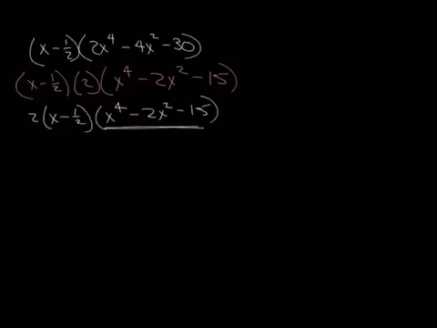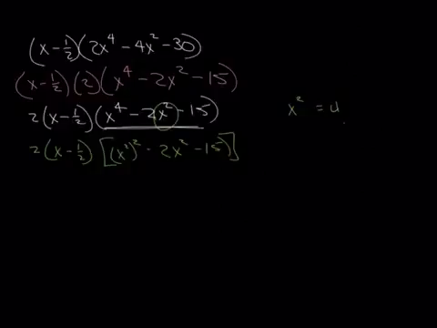And that little trick, we've already done it a couple times, is I take the middle term, or the middle variable with its exponent, and make it equal to u. So I have x to the fourth minus 2x squared minus 15, and I'm going to use this principle right here, and I'm going to put in a u wherever I see an x squared.